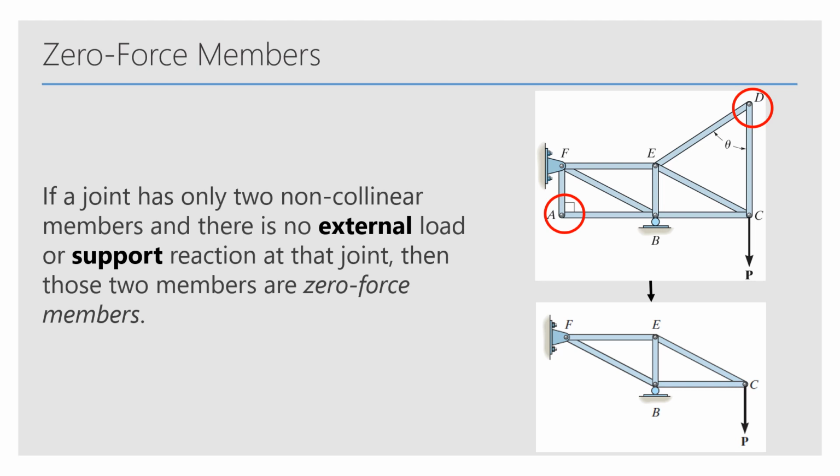This makes sense, right? Because at point A, the reason why the two members are 0 is that member AB can only have force acting in the X direction, and member FA can only have force acting in the Y direction. So the two members must hold 0 force because there is no counter force to keep it in equilibrium.